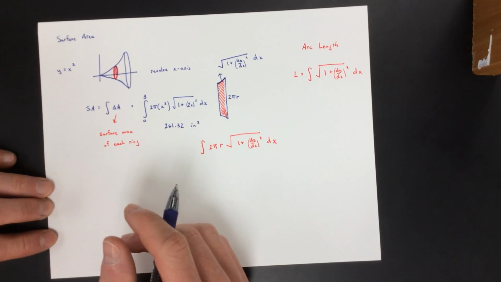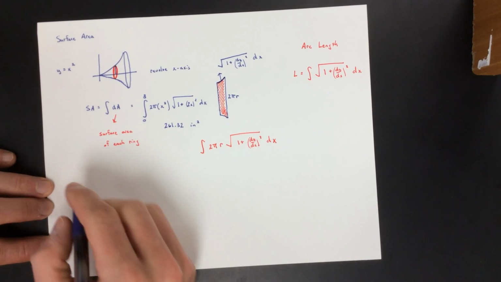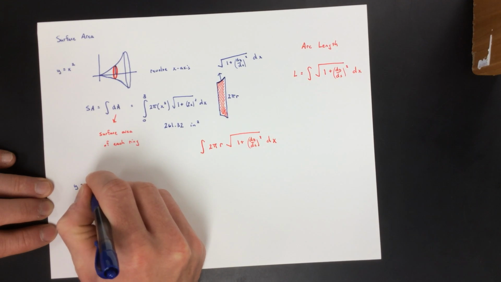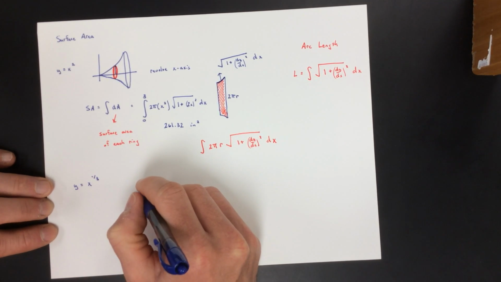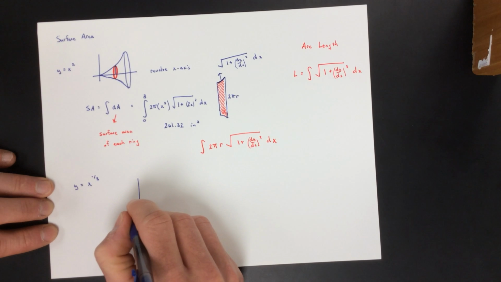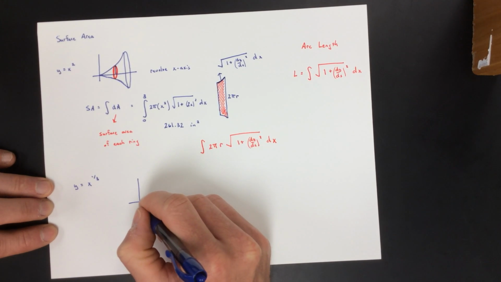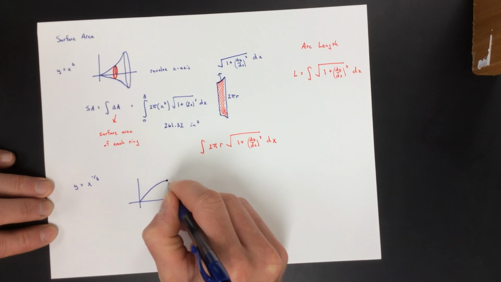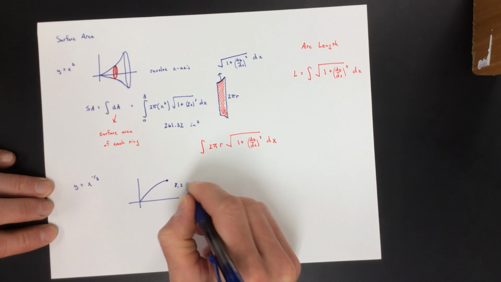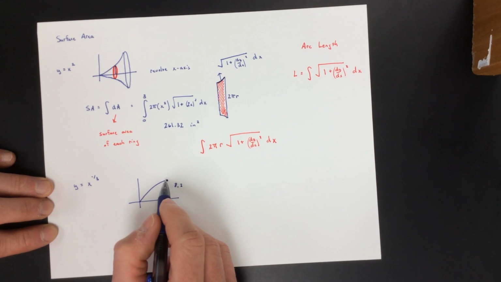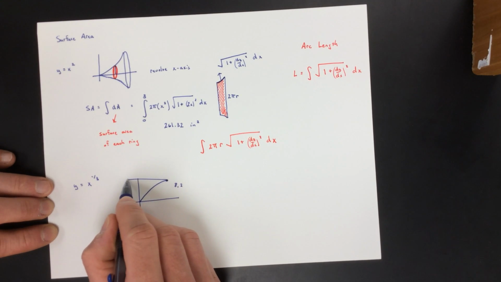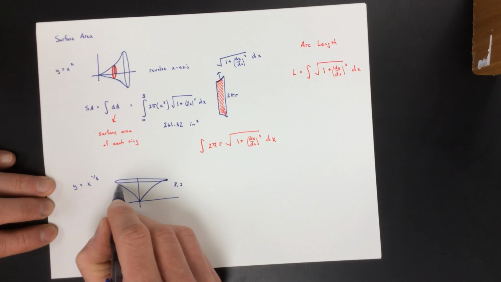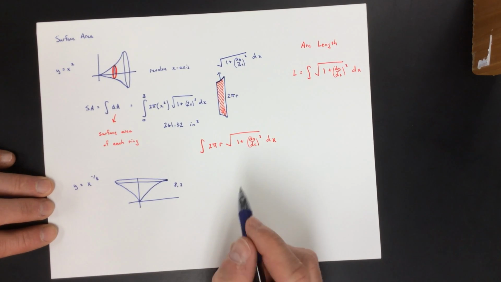Okay? So let's do something different. Let's do another example. Let's do y equals the cube root of x, which is kind of going to be an upward tornado looking thing. So it looks something like this. This is the point (8, 2), and let's revolve it around this axis. So kind of an upward tornado.